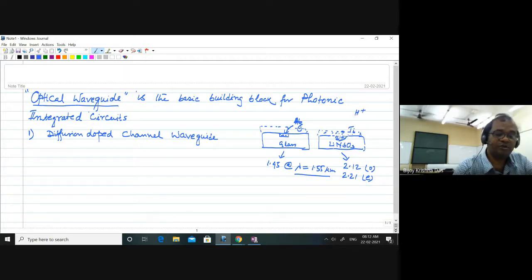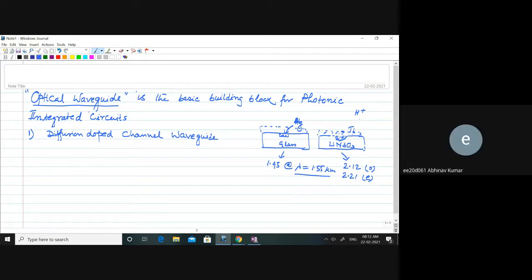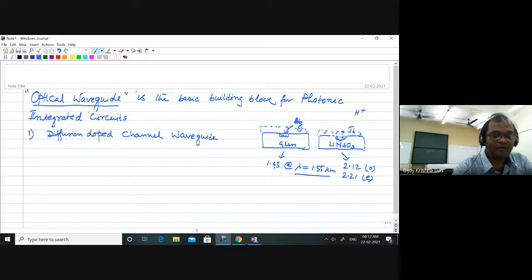Proton exchange means that in lithium niobate, the lithium ion can be replaced, substituted by a proton, that is H+. It is possible if you pattern and selectively open a window, and then submerge this substrate into a weak acid, something like benzoic acid. Then some kind of ion exchange takes place and H+ will go inside. That is the so-called proton exchange method.